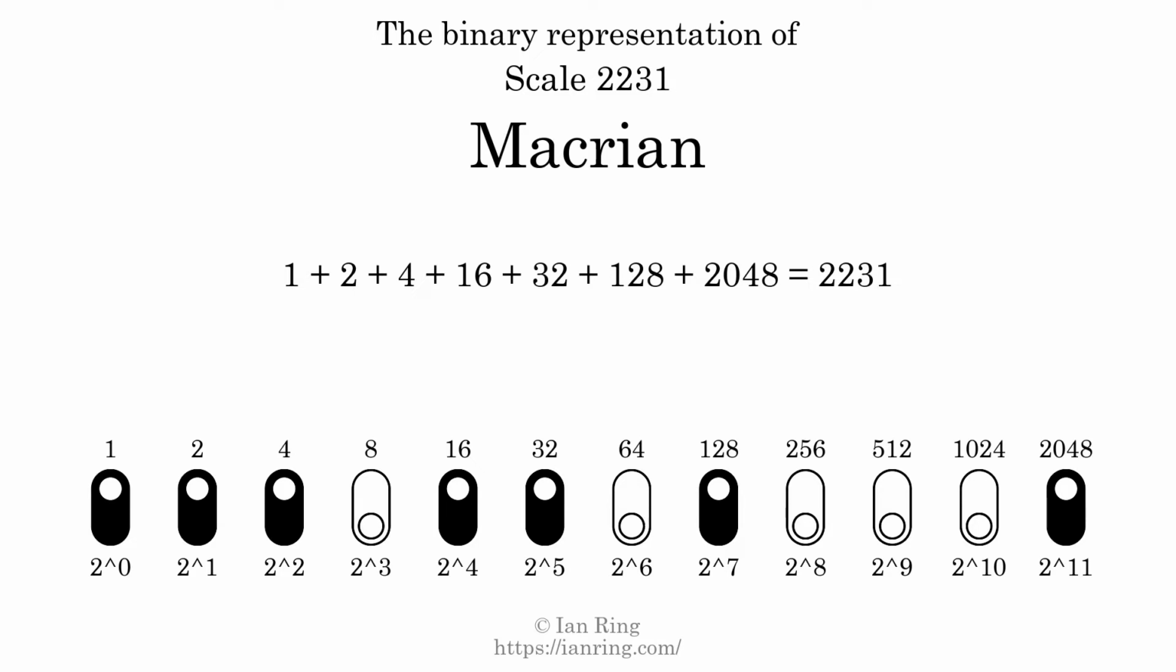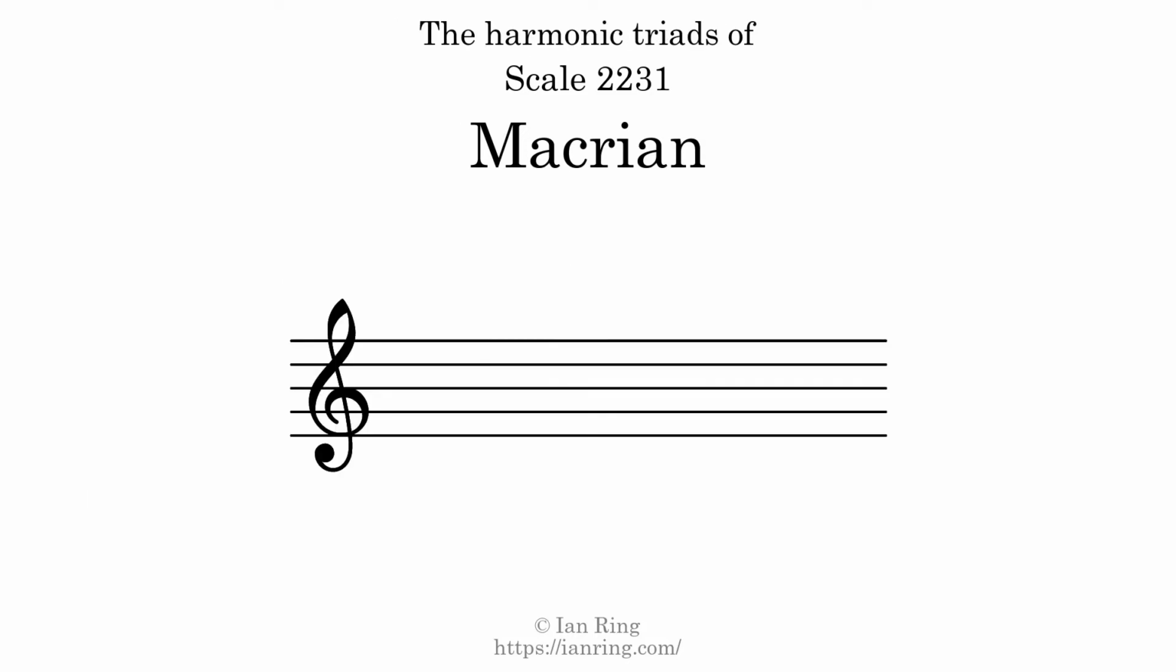2231. The scale number not only enumerates the scale with a unique index, but it also literally describes the tonal content of the scale. Represented as a binary number in base 2, the scale number is 100010110111. Here are the harmonic triads present in this scale.